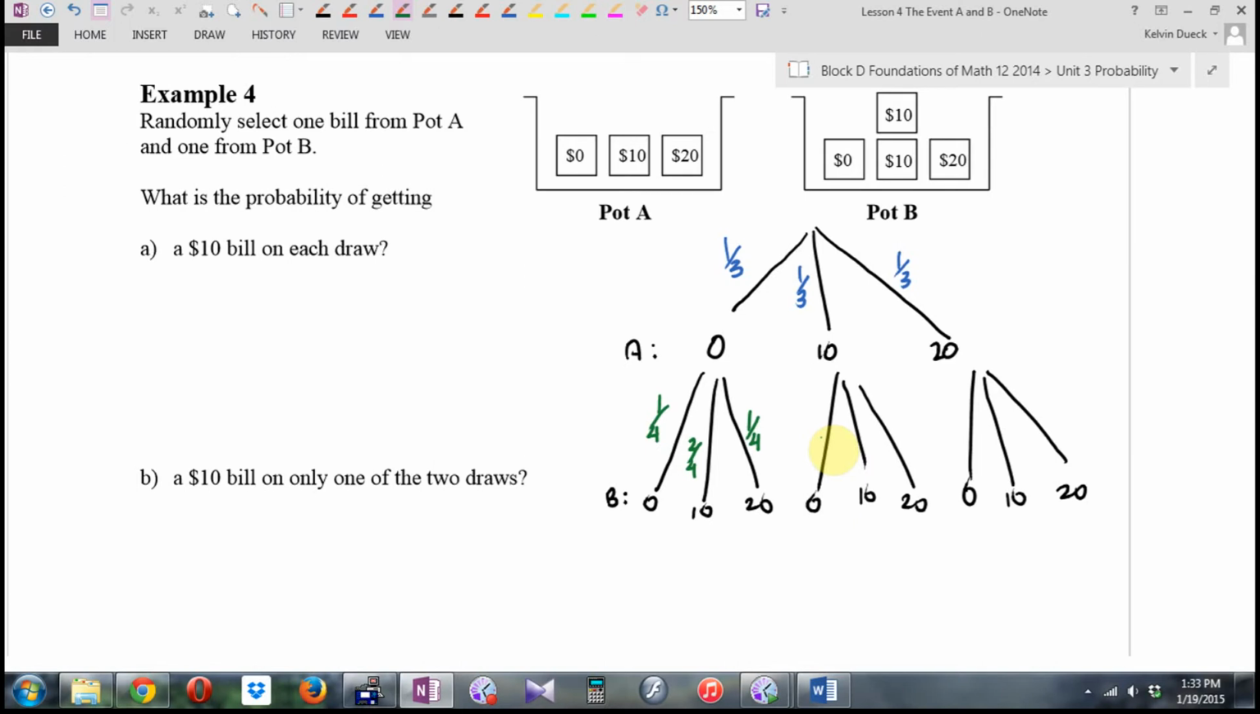By the way, down this branch, you got a 10 first. Given that you got a 10 from here, what's the probability of getting a 0 from here? Don't overcomplicate it. Still 1 out of 4. What about getting a 10? What about getting a 20? 1 out of 4. Down this branch, you got a 20 first, right? Okay. Given that you got a 20 first, what's the probability of getting a 0 from the second one? Then?